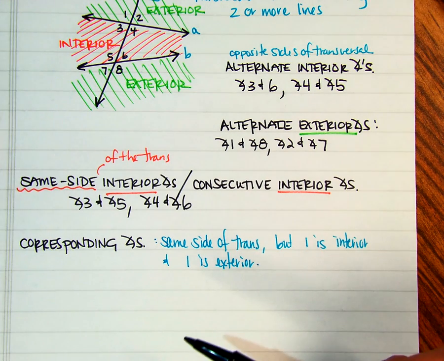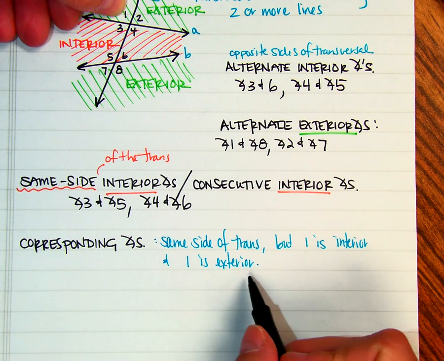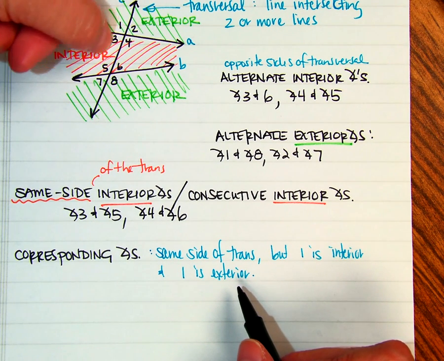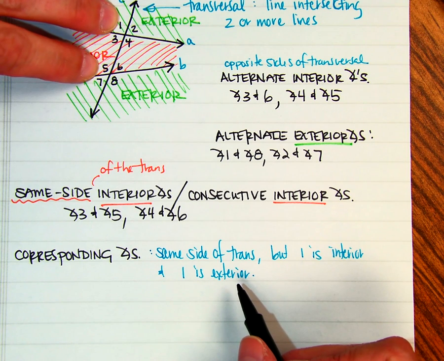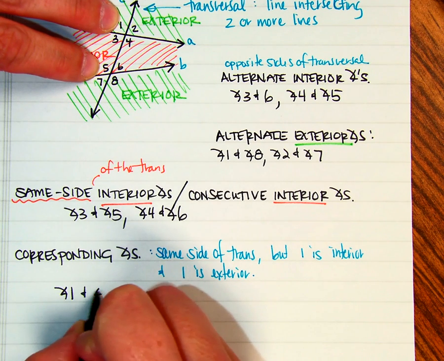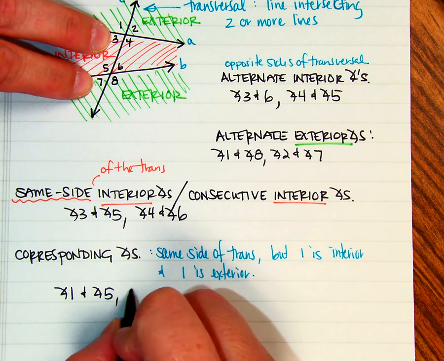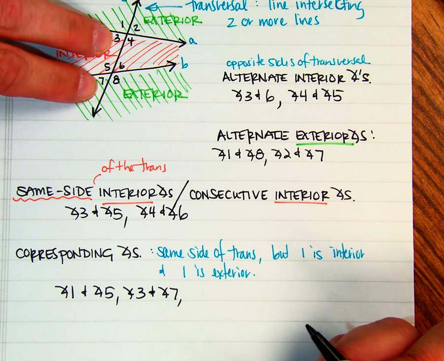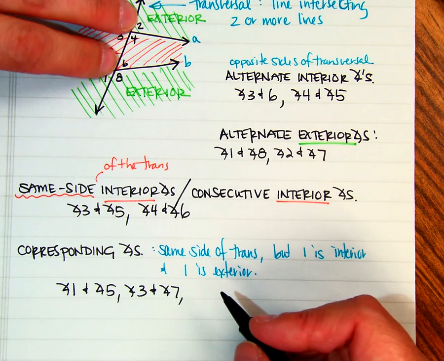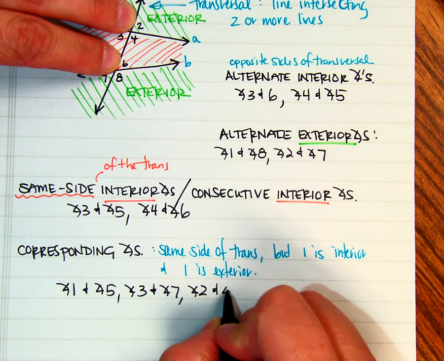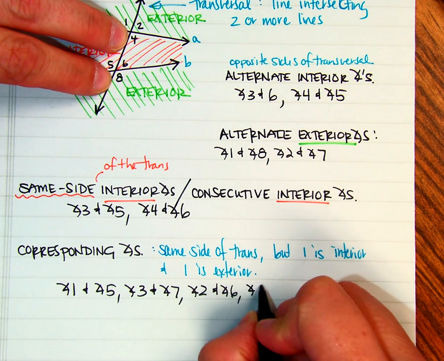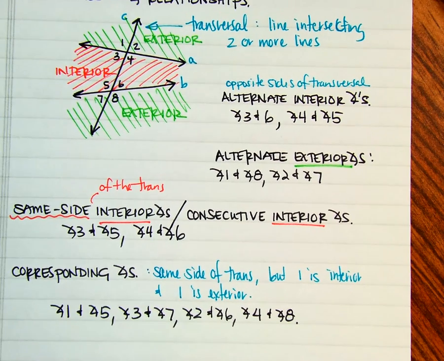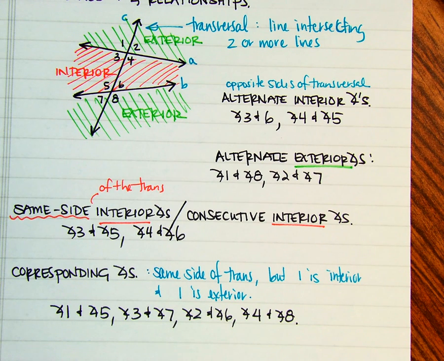So if we look at that, one interior, one exterior, same side, we cannot do 1 and 3 again because we already have a name. They are called a linear pair. So that means we're looking at 1 and 5. 3 and 7. Again, I'm looking at one interior and one exterior on the same side of the transversal. Look at 2 and 6, and angles 4 and angle 8. So those are the 4 relationships that we're going to be talking about with a transversal.